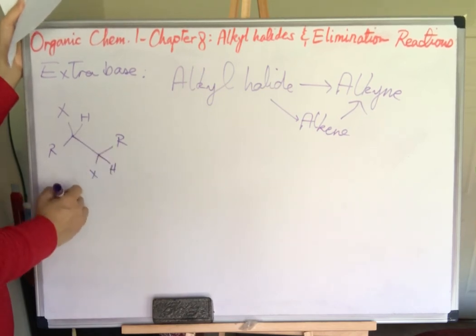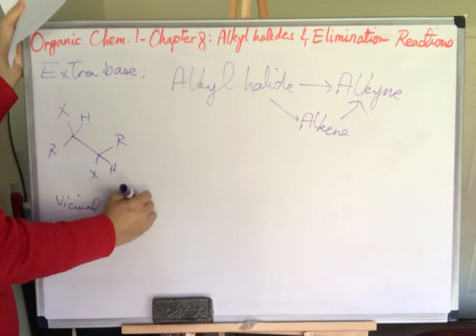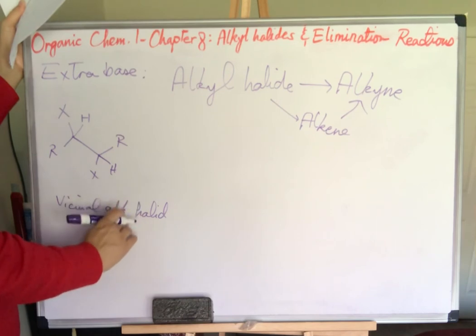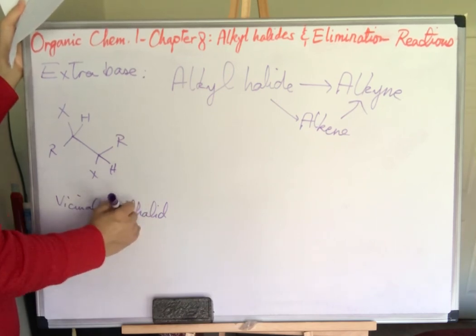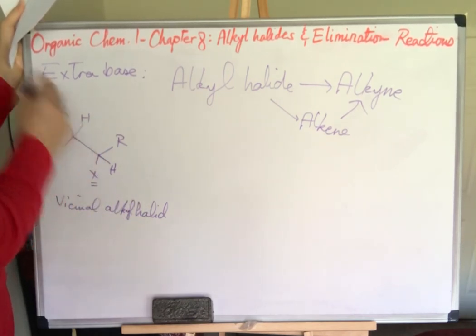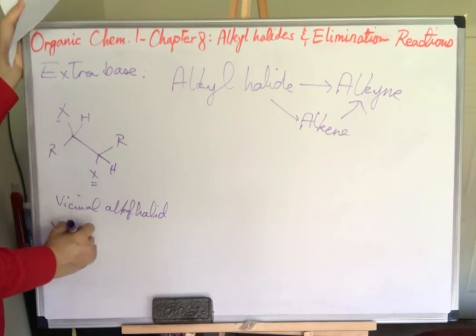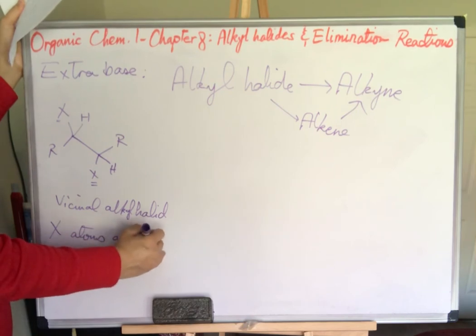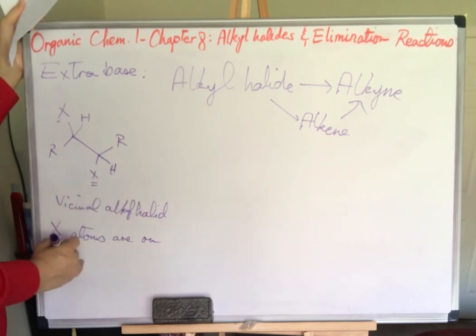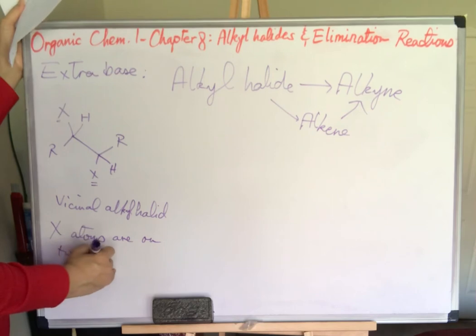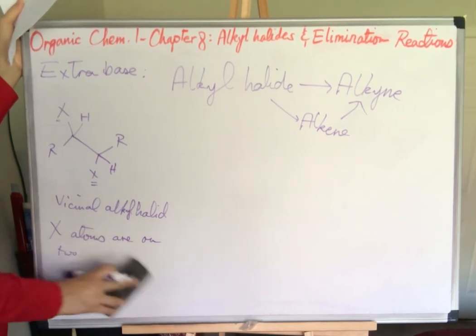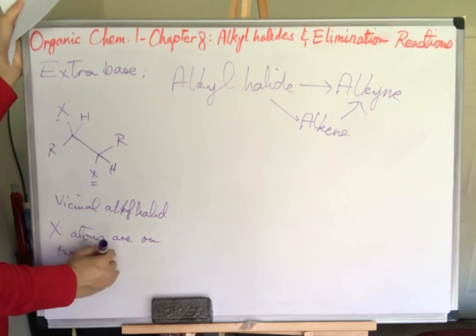We call it a vicinal alkyl halide. Why do we call it vicinal alkyl halide? Because halogen atoms are on two neighbor carbons. Or instead of neighbor, let's call it adjacent.